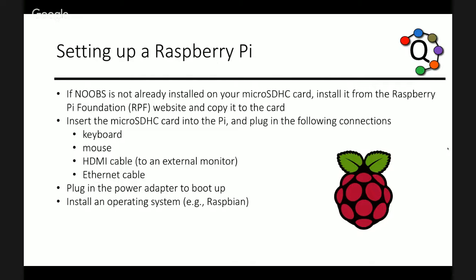Once you have installed the OS on your card, just insert it into the Pi, as well as make the necessary connections to a keyboard, mouse, HDMI cable to an external display, and an Ethernet cable. Then boot up the Pi and pick an operating system to install. The process will take a few minutes to complete.